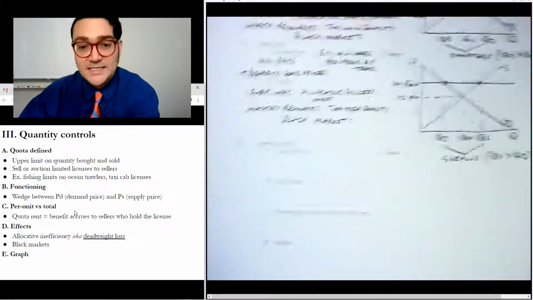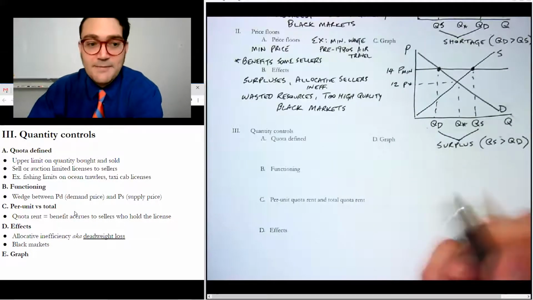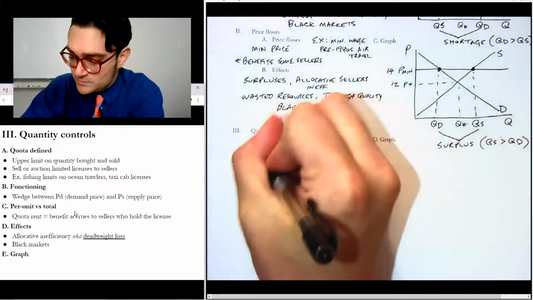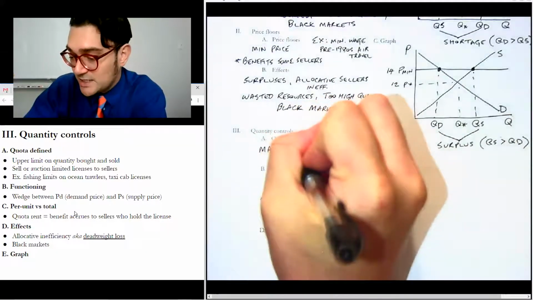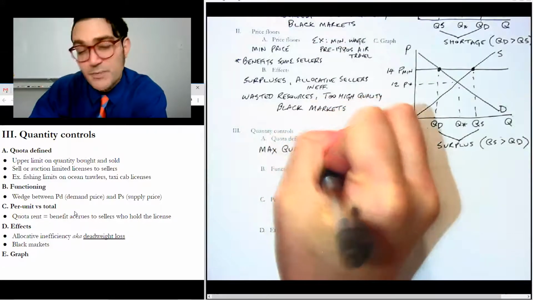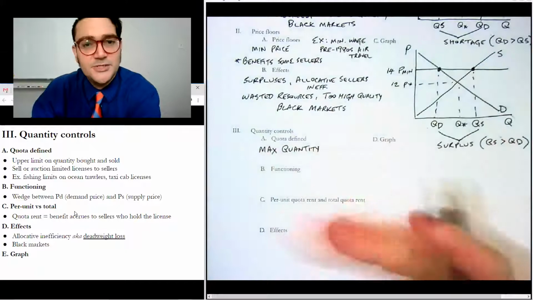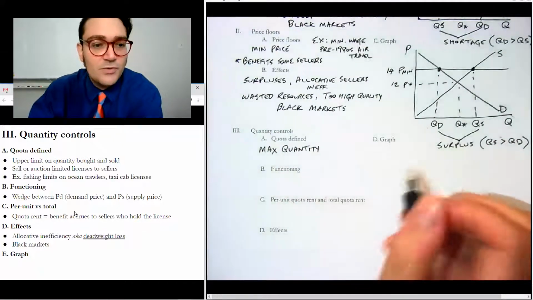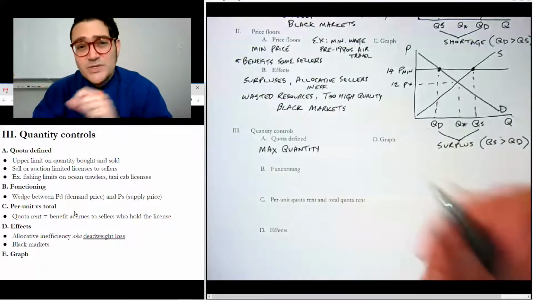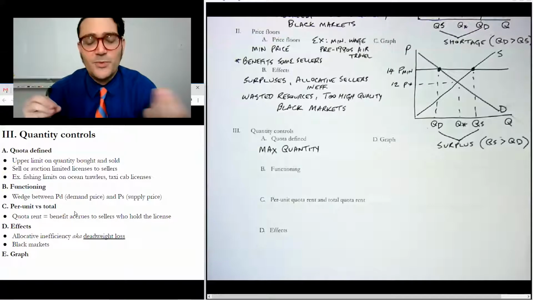Now we're going to take a look at the last thing here, and this is quantity controls. So quotas are a maximum quantity. And there's only one of these types of controls, right? We don't usually have minimum quantities set up. There's usually just a maximum. So that's kind of nice. You don't have a quantity floor, you have a quantity maximum. And so the way that they do it is they usually restrict the number of people who are allowed to sell. That's actually how the government normally does this.